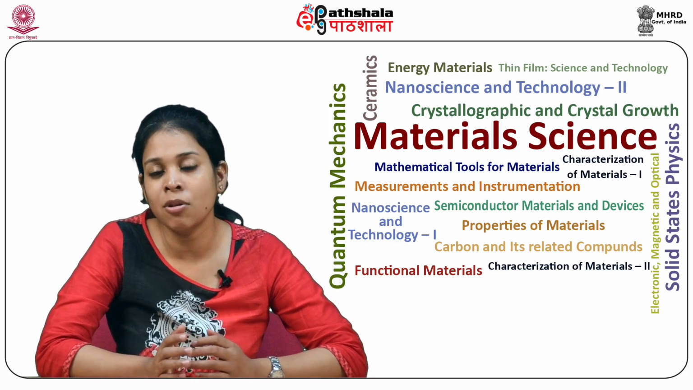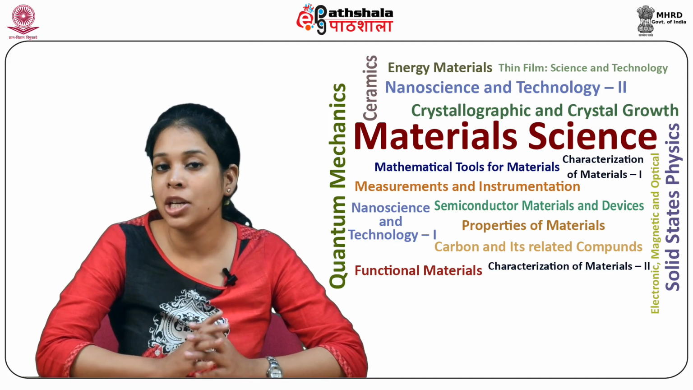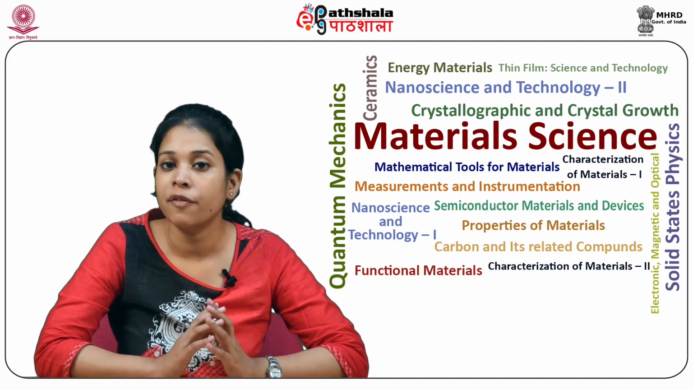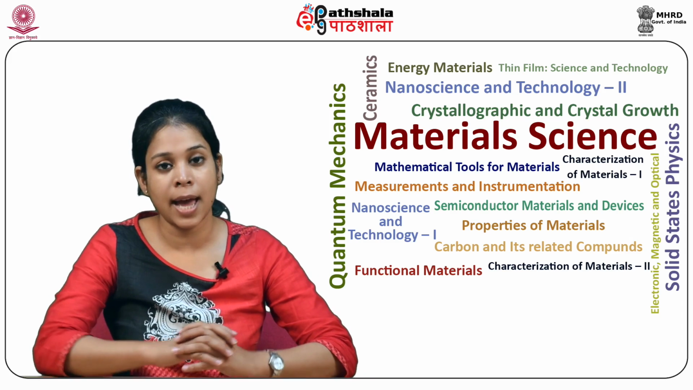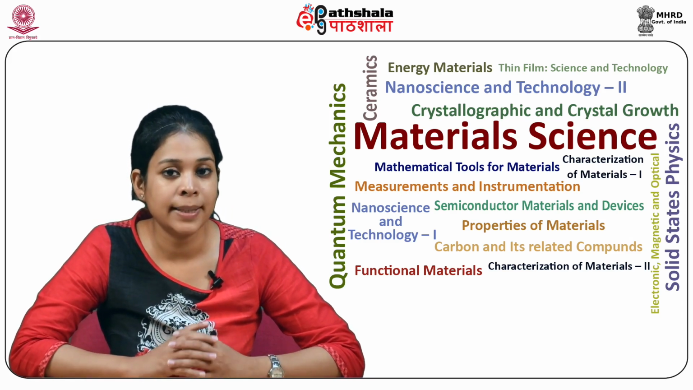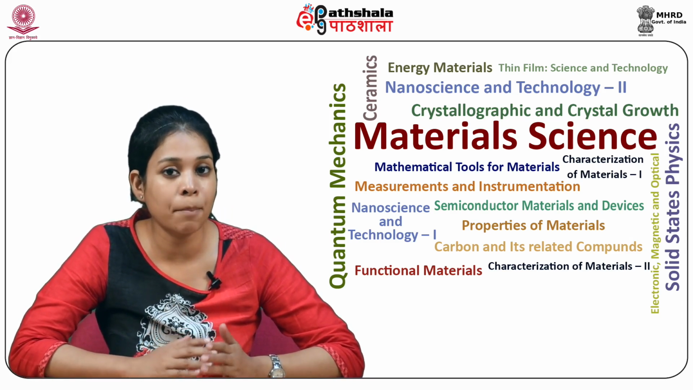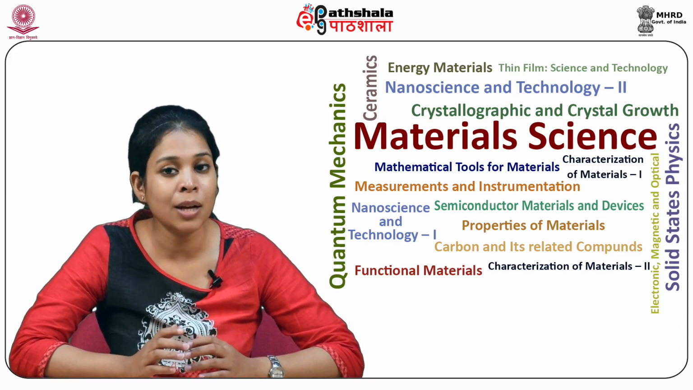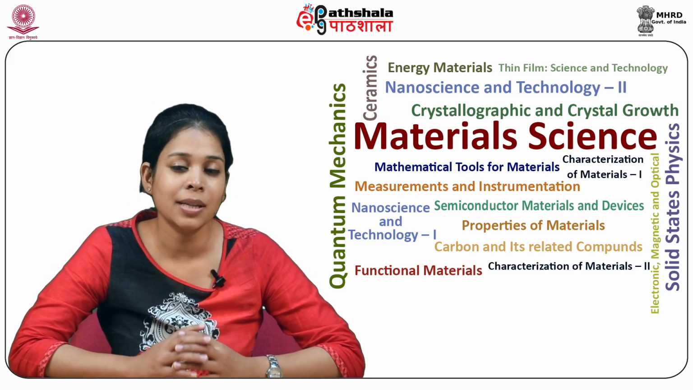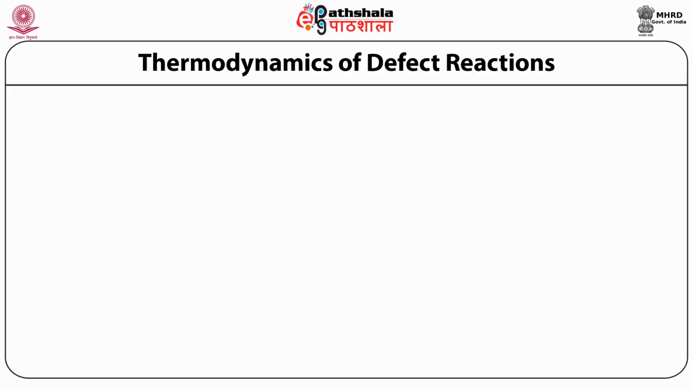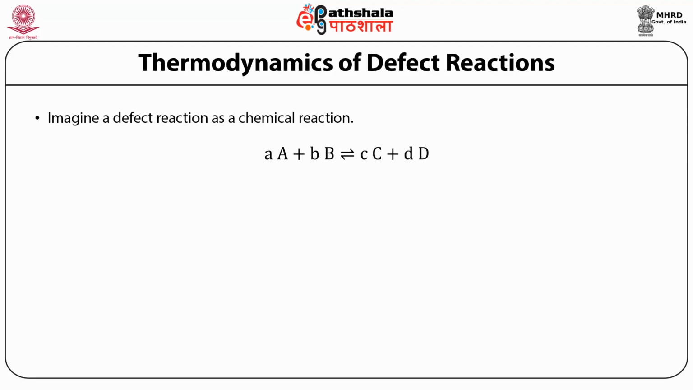So, for a chemical system consisting of n1, n2 and so on till ni moles of constituents 1, 2, 3 and so on till the ith, the partial molar free energy of the ith constituent is given as del G by del ni at constant temperature and pressure, which is equal to Gi bar, which is equal to mu i. Now imagine a defect reaction as a chemical reaction. So the reaction is a times A plus b times B gives c times C plus d times D.